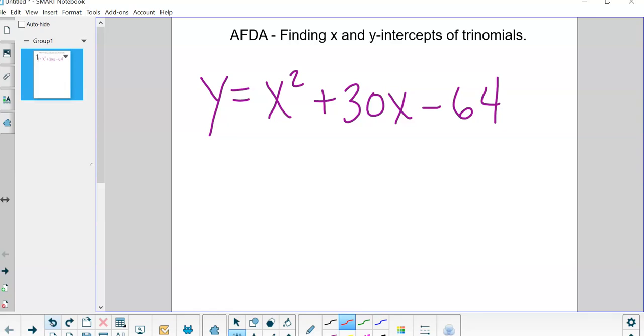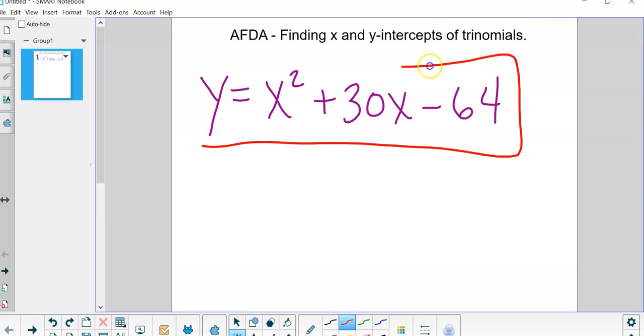Whenever you have a quadratic equation, you don't have to graph these in order to find the x and y intercepts. I want to stress that. You do not have to graph these in order to find their x and y intercepts. We are going to be finding the x and y intercepts algebraically, not graphically. But for the sake of understanding what we're actually doing here, I want to show you where the x and the y intercepts are on a graph.